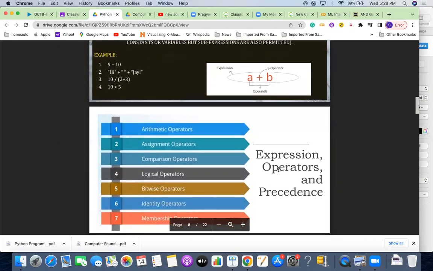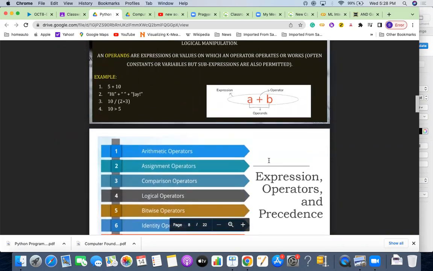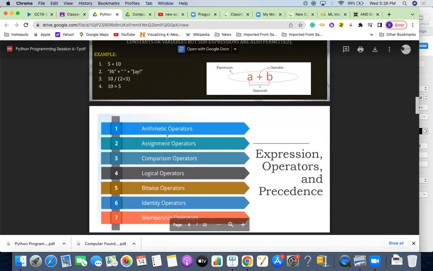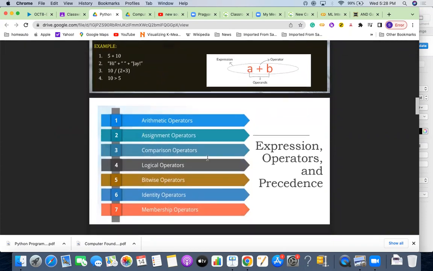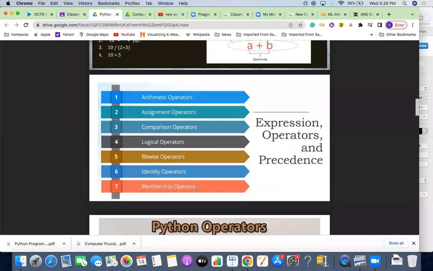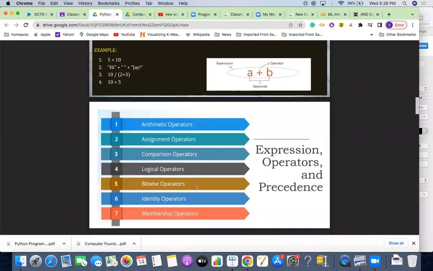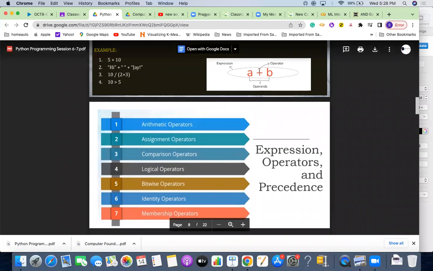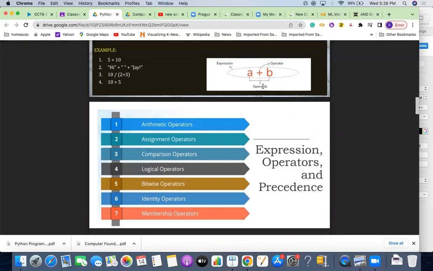Okay. The operators supported by Python are the arithmetic operator, assignment operator, comparison operator, logical operator, bitwise operator, identity operator, and membership operator. We'll go one by one. These are the 7 basic operators. An expression is built using operators plus operands, and operands are the variables, correct? First we should study what kind of operators are supported by Python, and then how to build the expression using those operators, which we'll study later on.